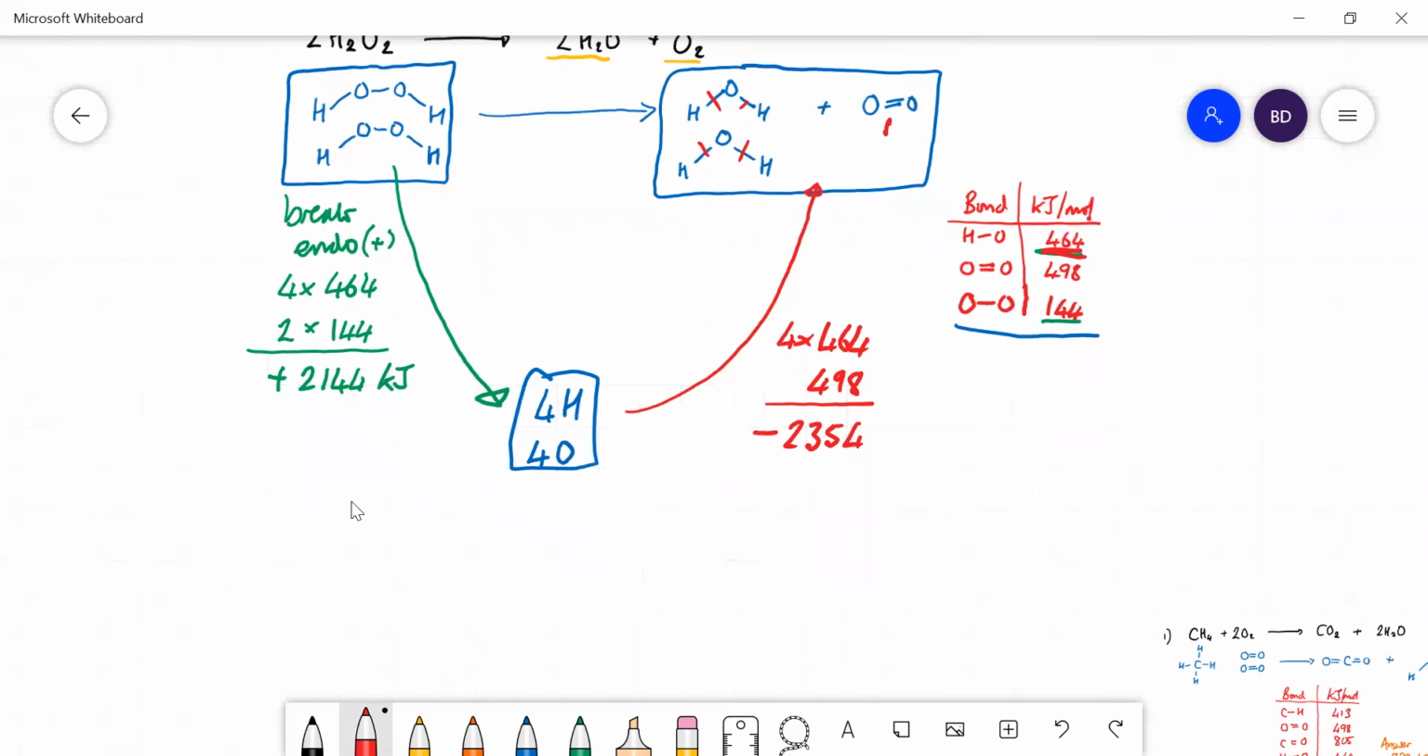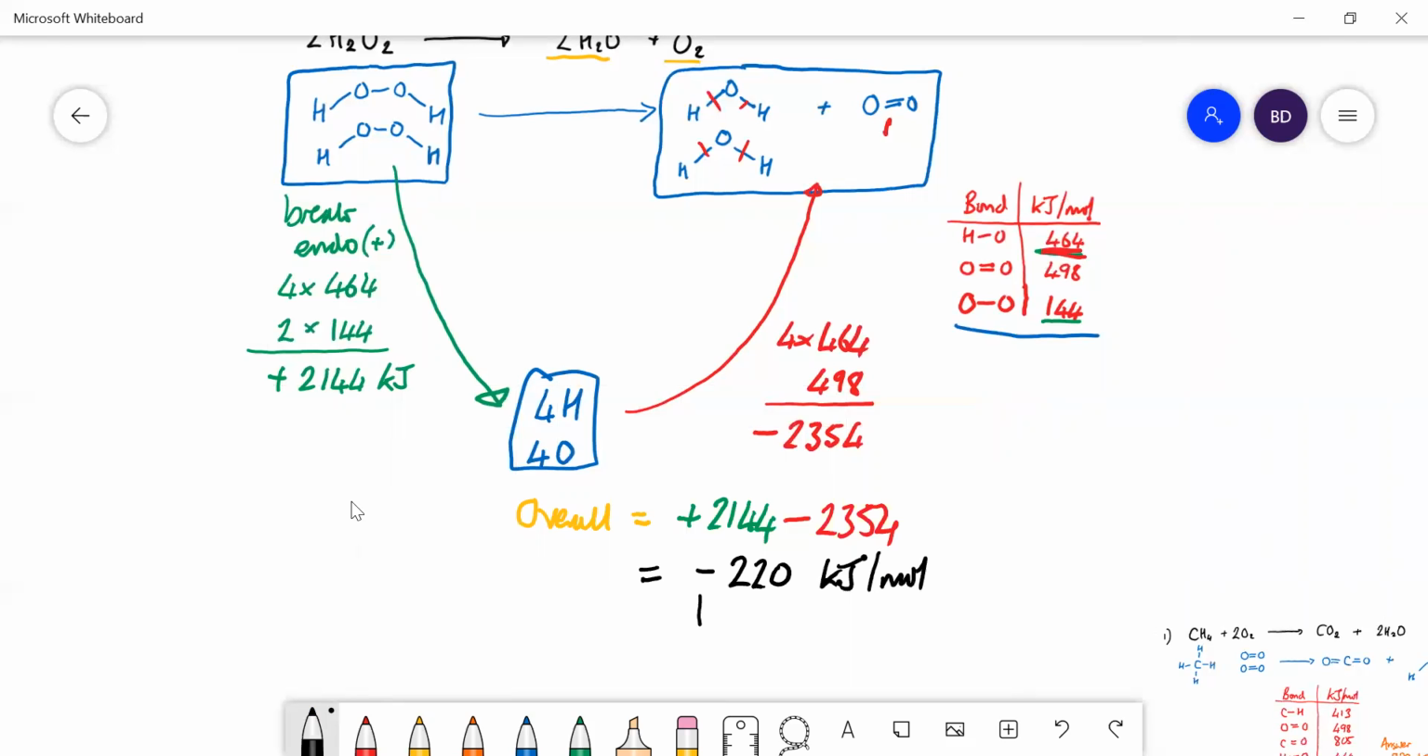Right, and so let's do our overall change. Well, that's going to be equal to the energy we put in, which is 2,144, give it a positive value, and add on the energy we get out, negative value, 2,354. Do that in your calculator, you get an answer of minus 220 kilojoules per mole. And the minus sign tells us that it is exothermic. Right, so that's how you do those.